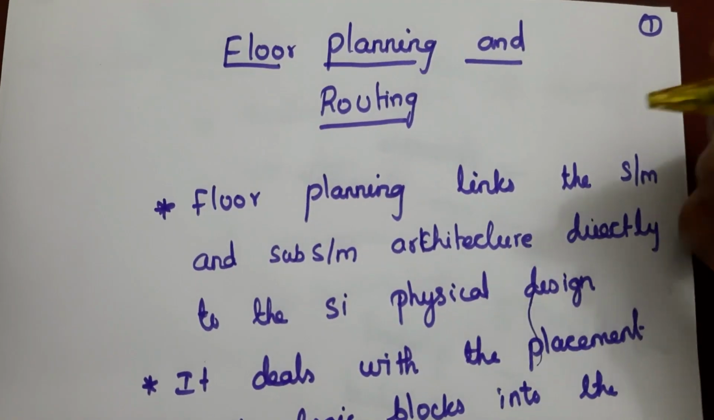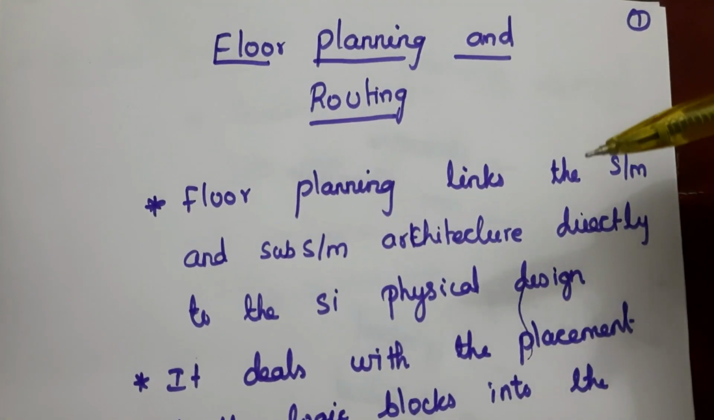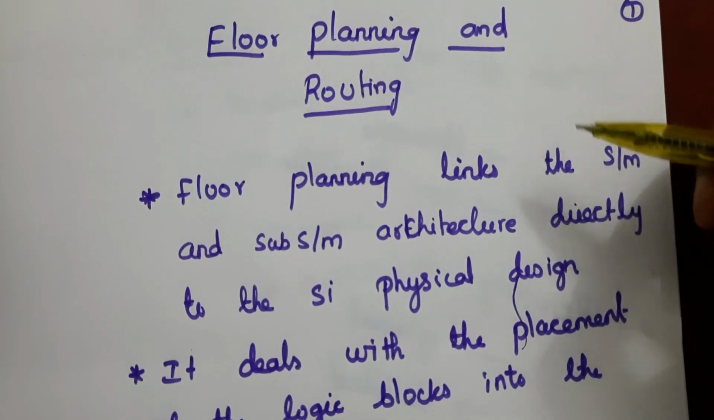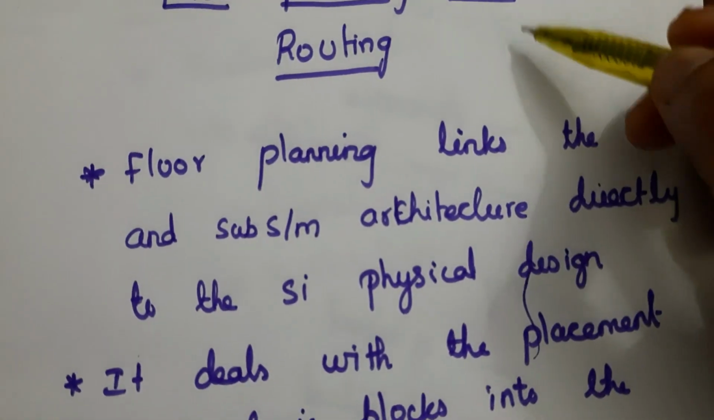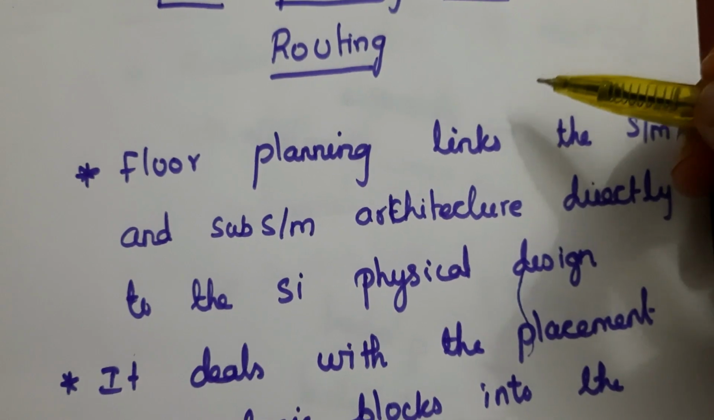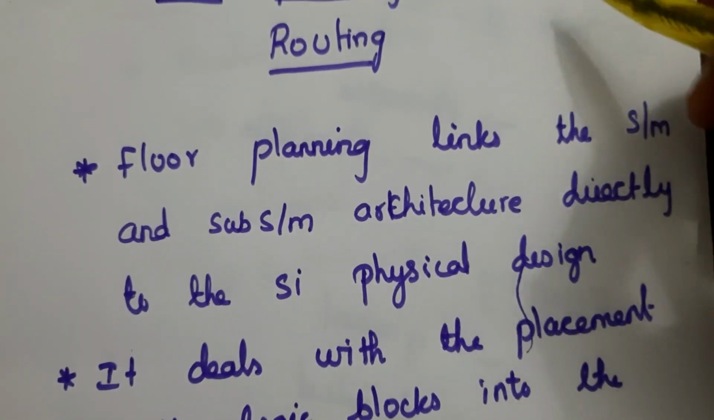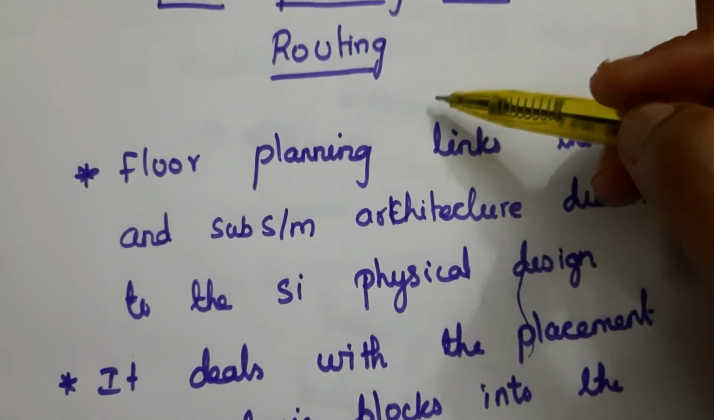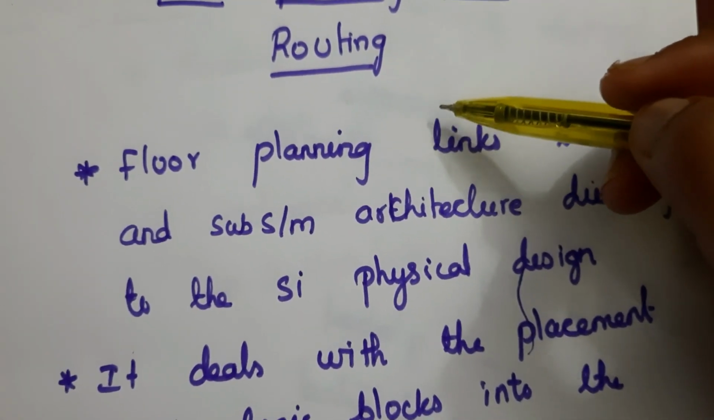So now we can start the topic, floor planning and routing. Floor planning is nothing but it links the overall system with its subsystems. That means any one architecture consists of so many subsystems. So this is the platform that connects the subsystems with the entire system. The output of this circuit goes to this, and this is connected. This connection is done in this stage called floor planning.